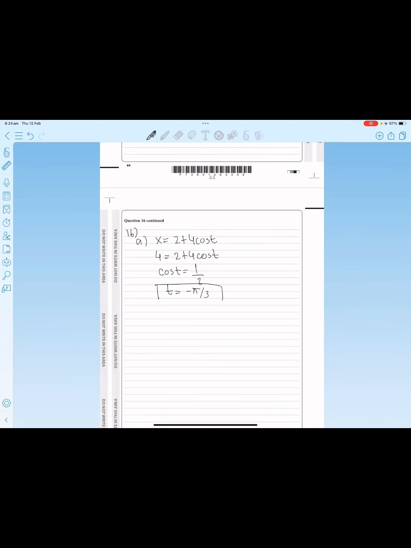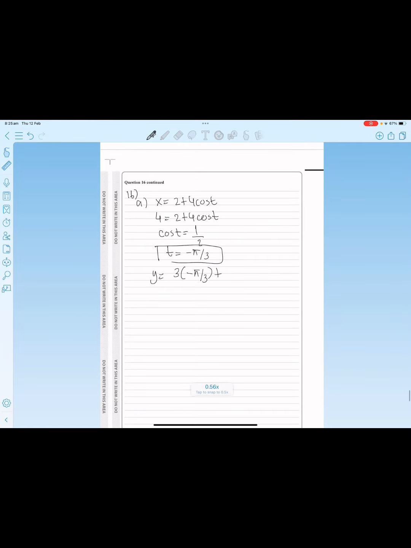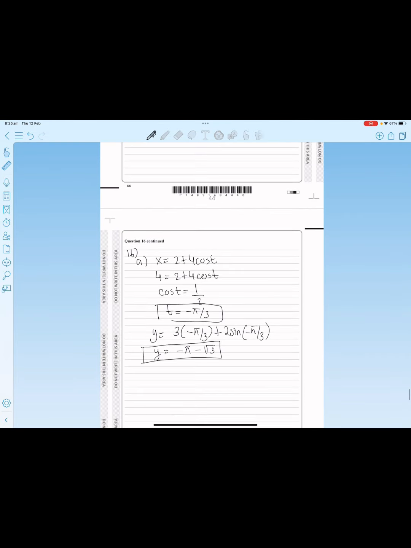Now, same principle, you just sub this back into the y. So just say y is equal to 3 times minus pi over 3 plus 2 sine minus pi over 3. And you get your answer of y to be minus pi minus root 3. That's my answer for part A. So y is minus pi minus root 3. And yeah, now let's move on to B.